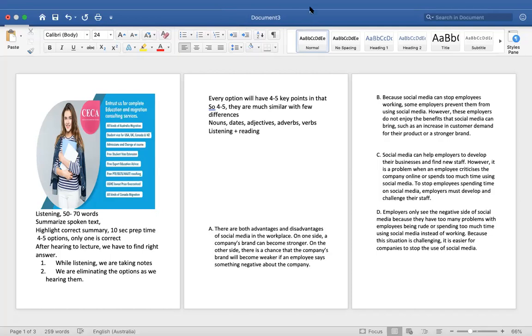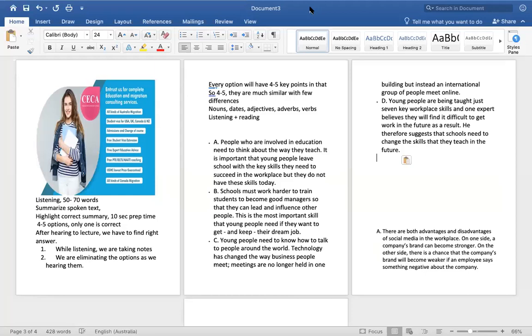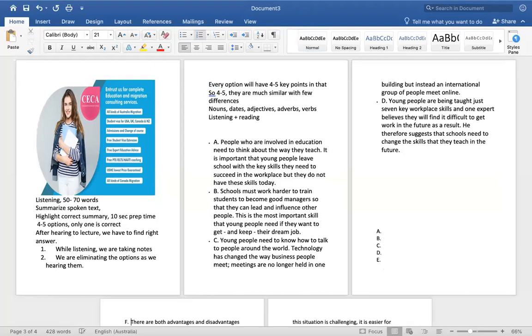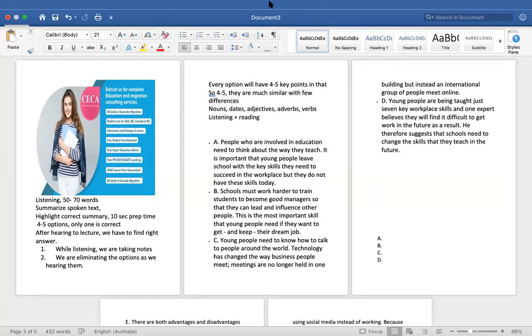Okay. So here on the screen we've got ABCD options. A, people who are involved, ignored this one. This is the older question. A, people who are involved in education, school must work harder. C, young people need to know how to talk. Young people are being taught just 7 key workplace skills. So this is the question you are doing, and this is the audio related to the one I'm playing.